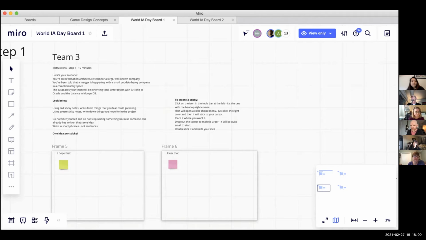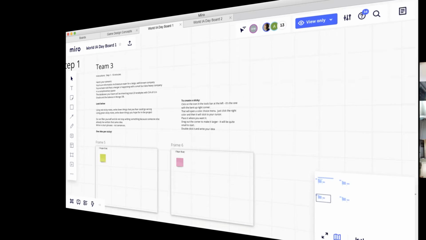So Donna, if you guys see the Miro board, down in the lower left quadrant is where our team's little workspace is.